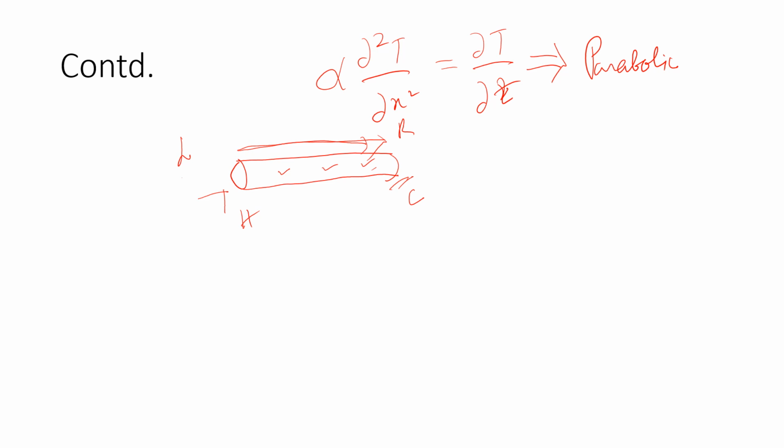So how to discretize? Now you see here, del square T by del x square at i, j can be written as T i plus 1, j minus, or I can write it here also j.